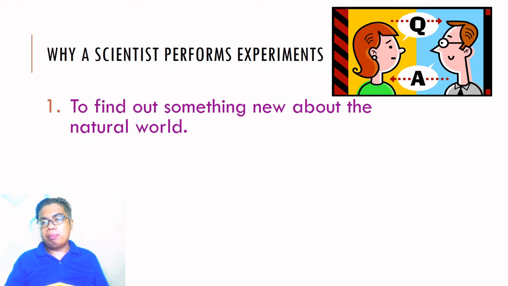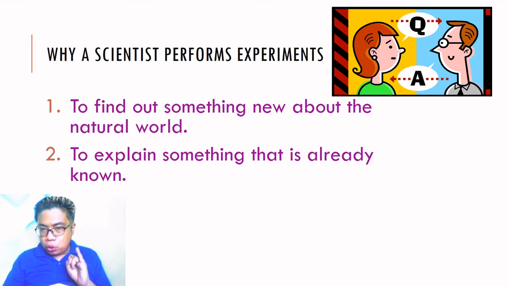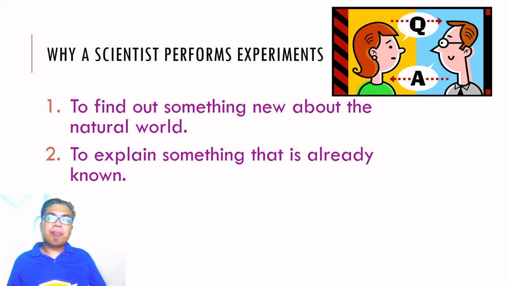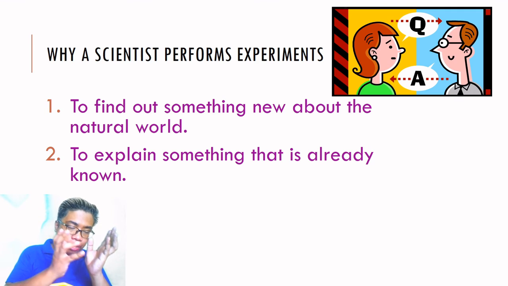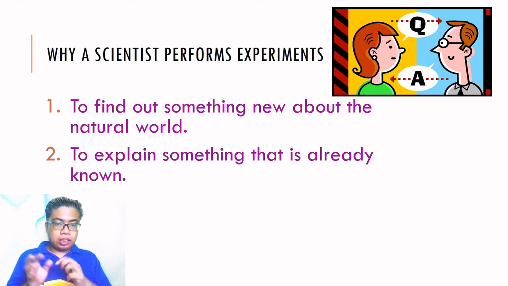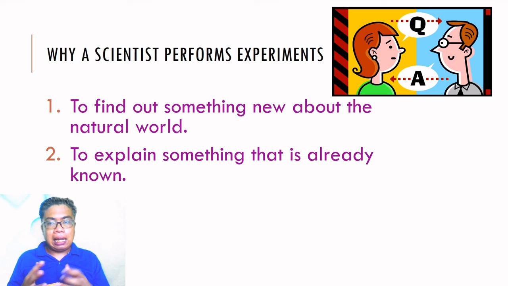Why does a scientist perform experiments? I've talked about this one earlier, but let me reiterate. First, to find out something new about the natural world. You need to conduct experiments in order to find something new. You cannot discover something new without conducting experiments. Secondly, to explain something that is already known. For example, this plant or that plant can cure that disease. So why does that plant cure that disease? That is explaining something that is already known. What is in that plant? You're conducting in-depth analysis. You're breaking down the components.